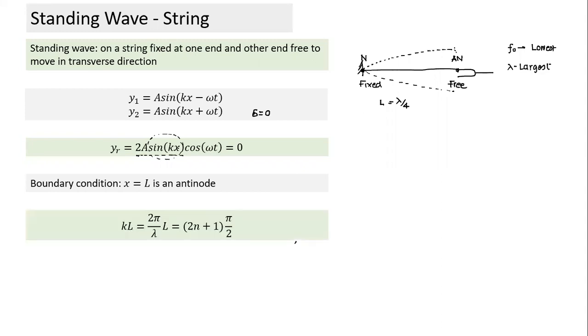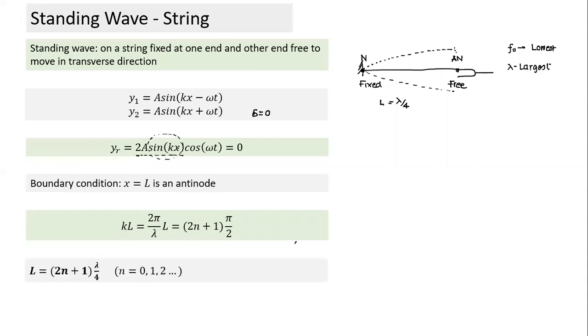Good. So this is a condition we apply here. If this has to be equal to 1, this angle has to be either pi by 2, 3 pi by 2 and 5 pi by 2, which can be written as 2n plus 1 pi by 2. This angle has to be equal to our argument of the sine function, which is KL, so KL has to be equal to 2n plus 1 pi by 2. KL can also be written in terms of wavelength: 2 pi by lambda into L is equal to 2n plus 1 pi by 2.